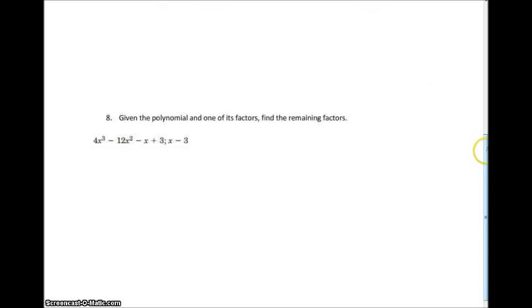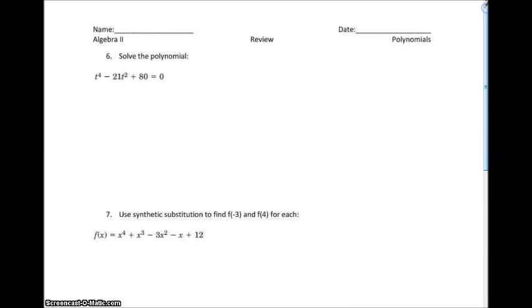We want to solve the polynomial. So the first thing you do is you substitute a squared for t. So this becomes a squared minus 21a plus 80 equals 0.